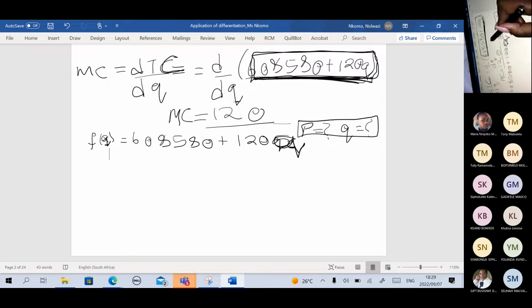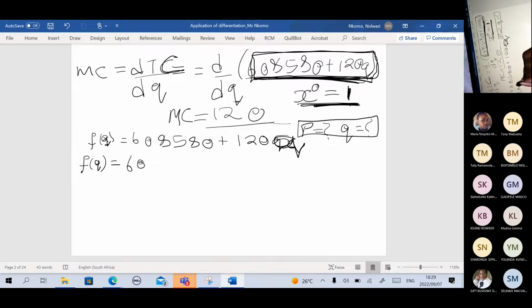Another thing that you should remember is x to the power 0 is equal to 1, from the laws of exponents. And if this is the case, this means you can write this function f(q) as 608580 q to the power 0, plus 120q, right? Do we agree with this? Yes.